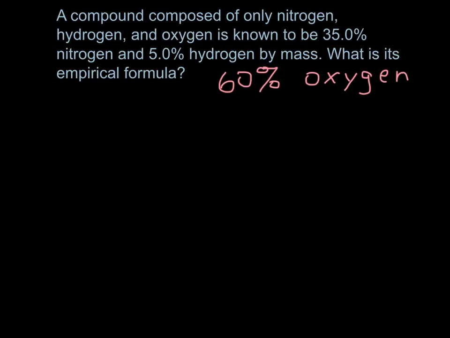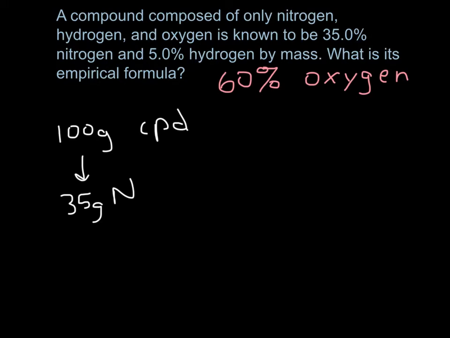What we have here is a mass ratio, and I'd like to turn this mass ratio into a mole ratio for my formula. When working with percentages, it's sometimes best to assume a total sample mass of 100 grams. So 100 grams of my compound, and we know that of those 100 grams, 35 grams will be nitrogen, 5 grams will be hydrogen, and 60 grams will be oxygen.